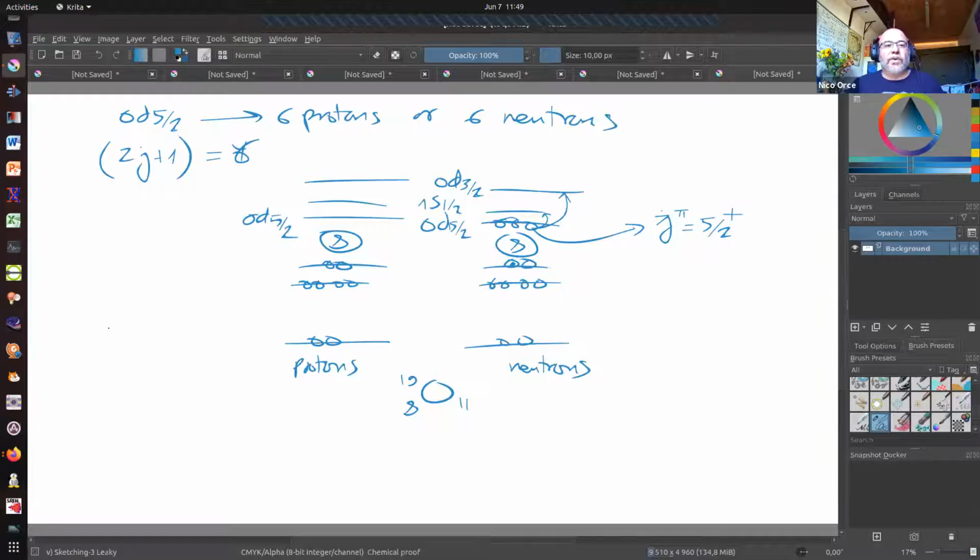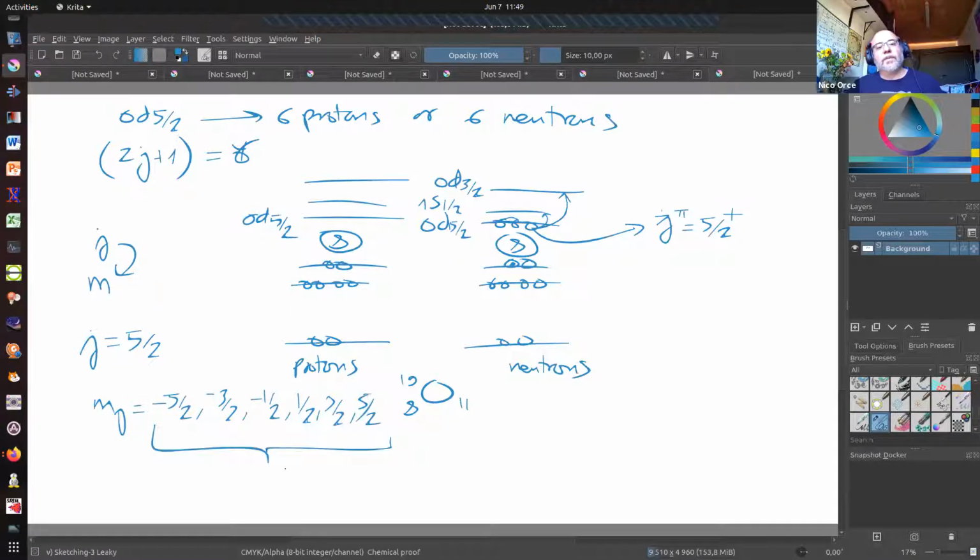And this comes from the fact that J comes with a bunch of Mj's, right? So if J is equal to 5/2, then Mj will be equal to minus 5/2, minus 3/2, minus 1/2, 1/2, 3/2, 5/2. So basically, all these possibilities will be available for that total angular momentum J.